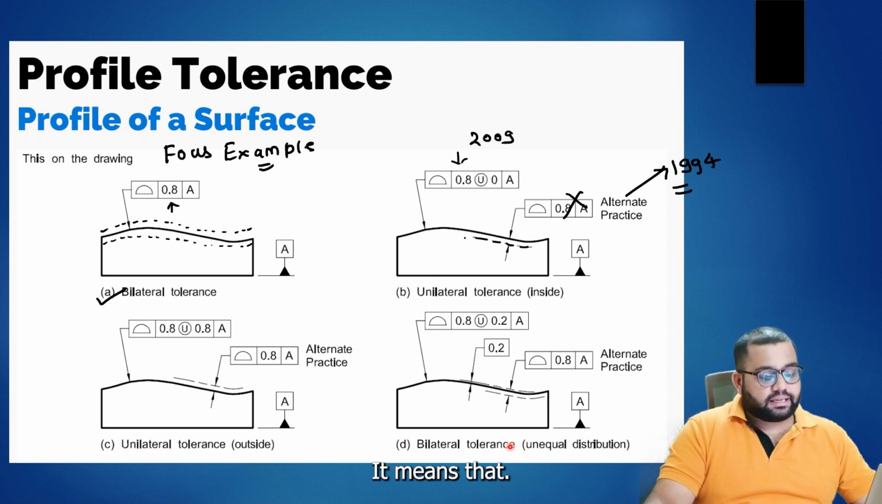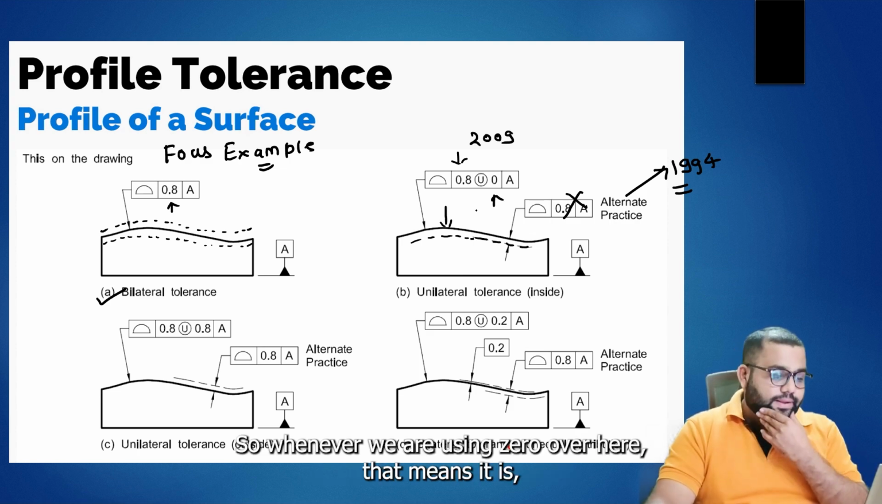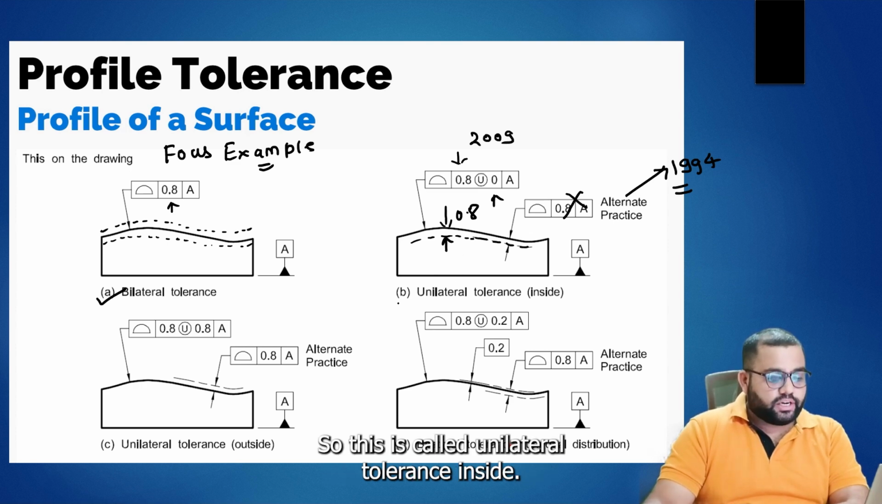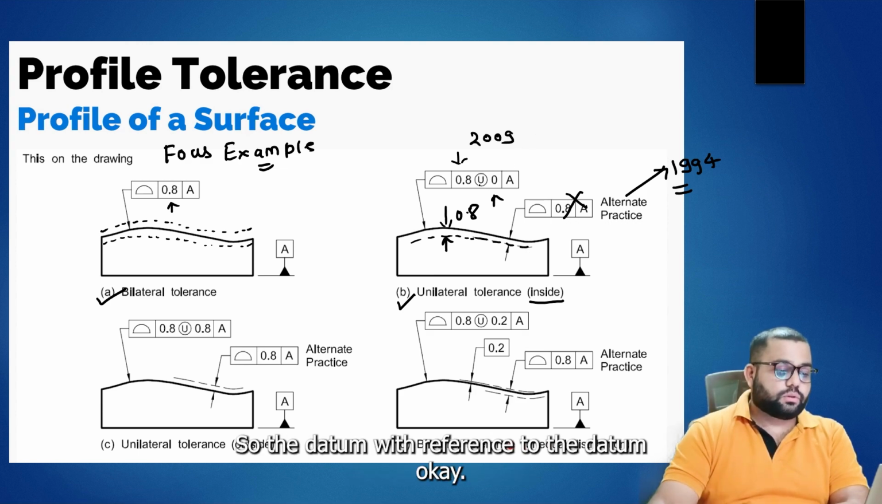It means that it is inside the part. Whenever we are using 0 over here, that means the tolerance zone is inside. All 0.8 mm is inside the part. So this is called unilateral tolerance inside, and this is how we show it in the feature control frame, with reference to datum A.